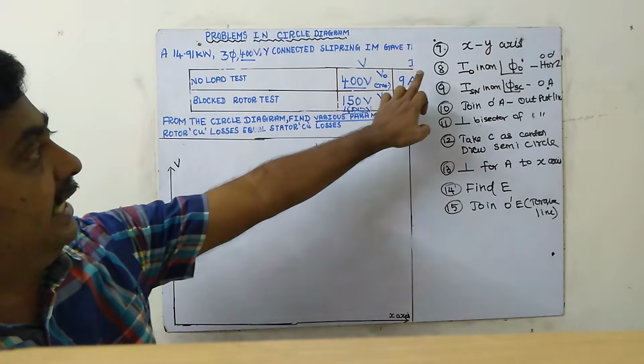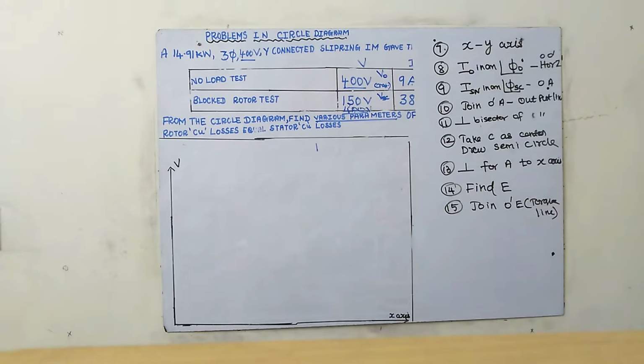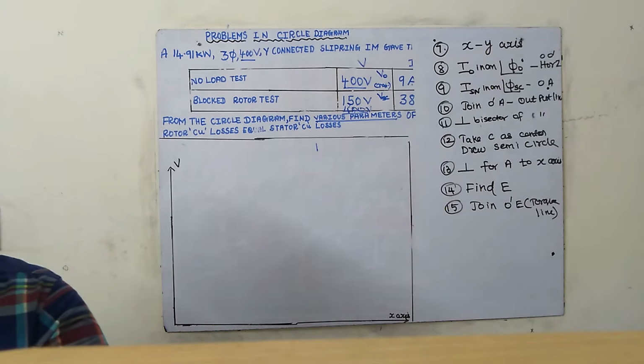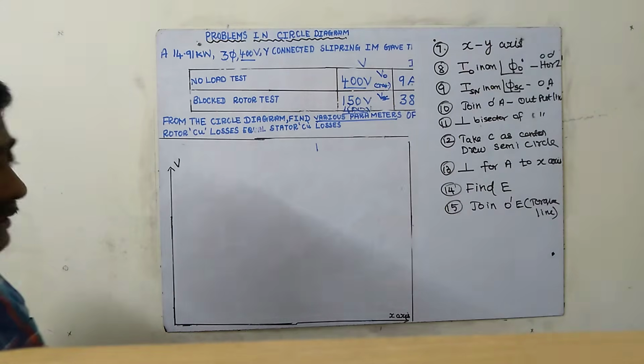Next, as the 8th step, we have to draw I0. What is the value of I0? I0 we got is 1.8 centimeter, and the angle is 78 degree.